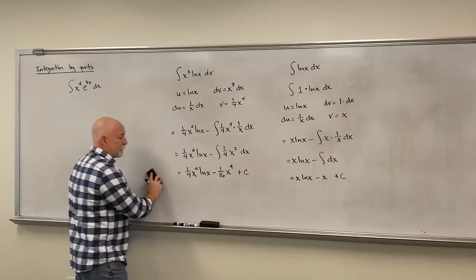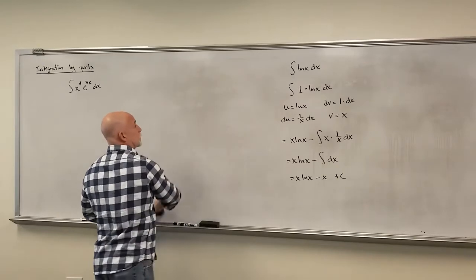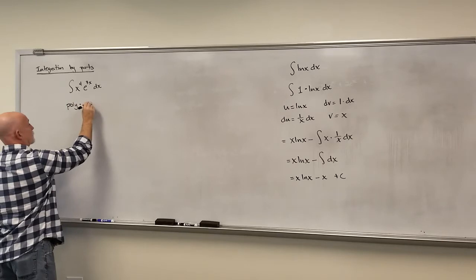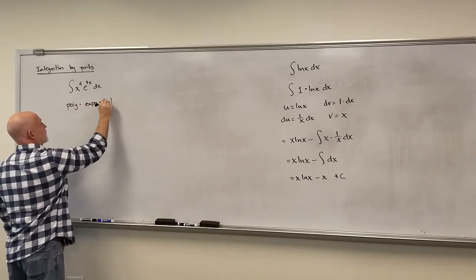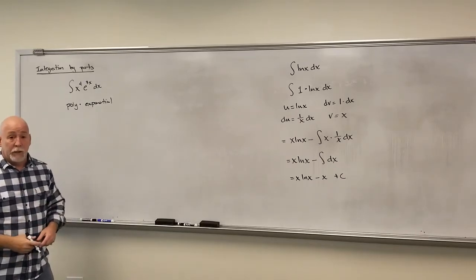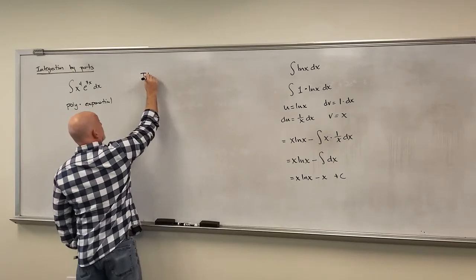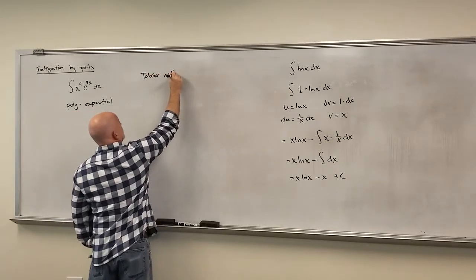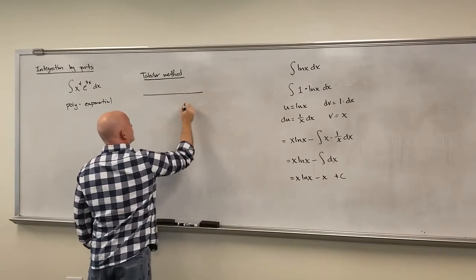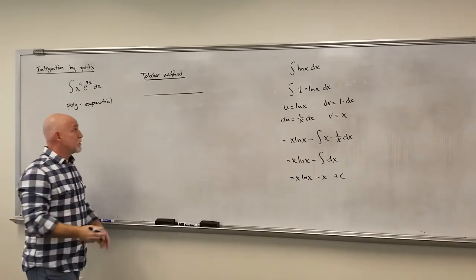Well, when something has this form, again, notice I have a polynomial times an exponential. There's actually a shortcut method to do this, and it's really, really helpful. It's called the tabular method. And technically, the tabular method will work with any two types of functions as long as one function goes away to 0 when you take its derivative.